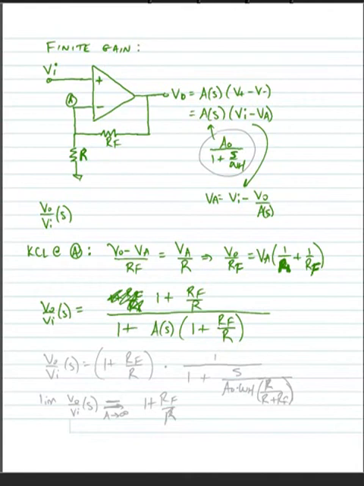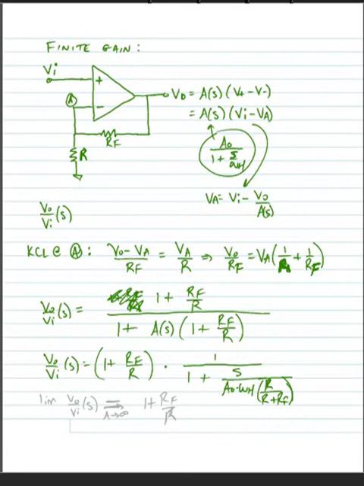Alright, so now let's substitute our expression for A of S into this expression that we just derived. And we would find, if we did this, that V out over VI with respect to S is equal to 1 plus RF over R times the quantity 1 divided by 1 plus S divided by A naught times omega H, the pole frequency, times R divided by R plus RF, that quantity.